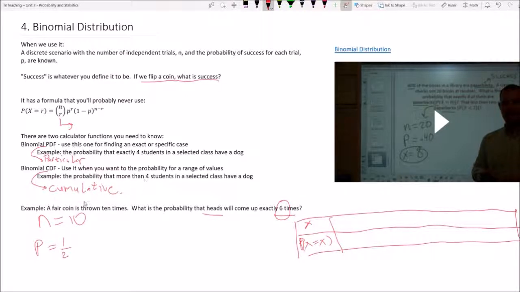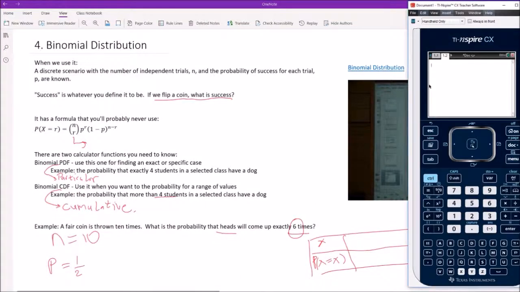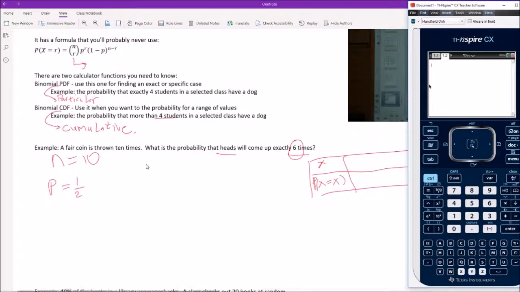And when I think that way, that reminds me, oh, it's an accumulation of a bunch of different calculations. So like more than 4, a bunch of different calculations for more than 4. So with that, let's try this example, and let's try a few of the other examples that we're going to have today. So for this one, a fair coin is thrown 10 times.